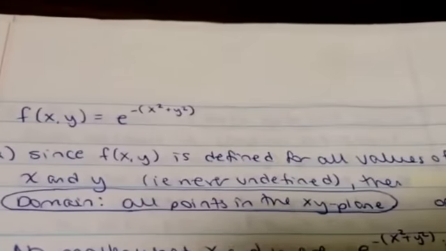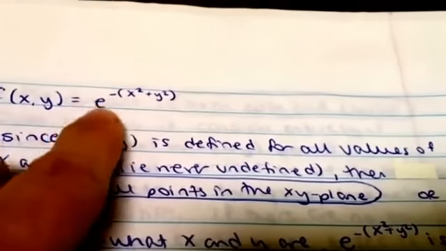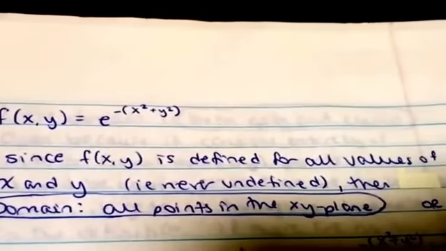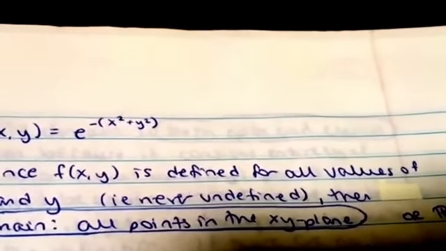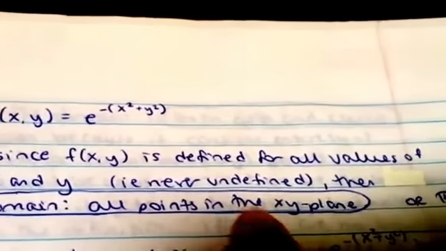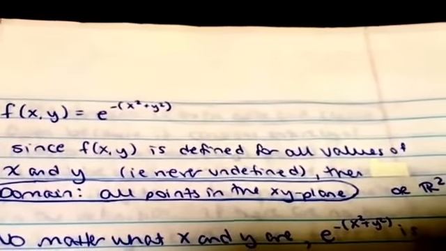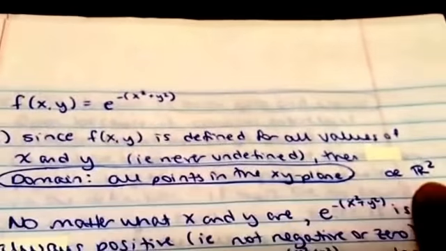Okay. Part A was the domain. So basically, what are you allowed to plug in for X and Y? Well, in a power of e, you can have whatever you want to. So don't put all real numbers. If you put all real numbers for the domain, that's wrong because all real numbers is one-dimensional. This domain is two-dimensional. So you can say it's all points in the XY plane. You can say it's all possible ordered pairs. You can say it's R2, but you cannot say it's all real numbers.